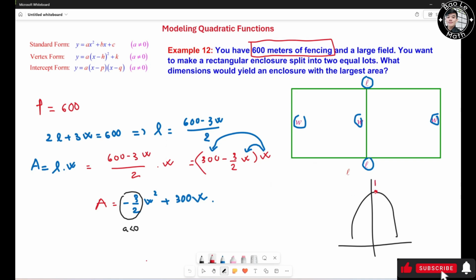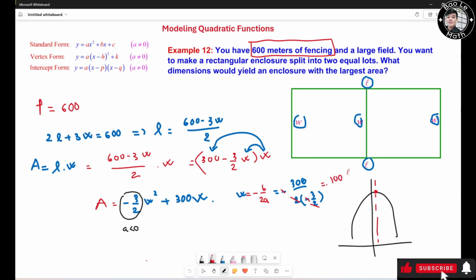So first you need to find the axis of symmetry, right? So axis of symmetry equals negative b over 2a, right? In this situation, the variable is w, so I use w. Alright, so it's going to be negative b, which is 300, over 2 times a, right? So 2 times negative 3 over 2, right? So 2 and 2 cancel out. Negatives cancel out. So 300 divided by 3 is going to be 100.